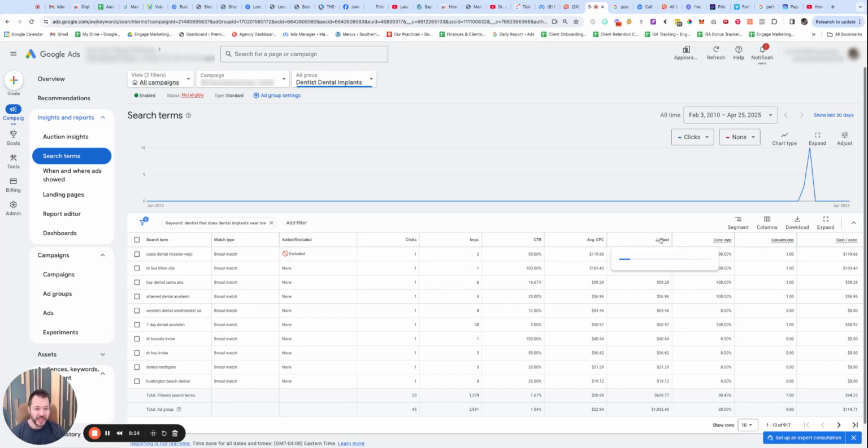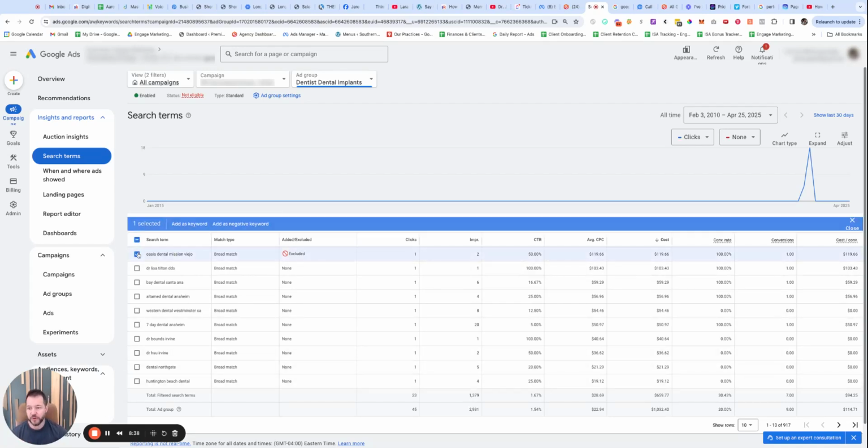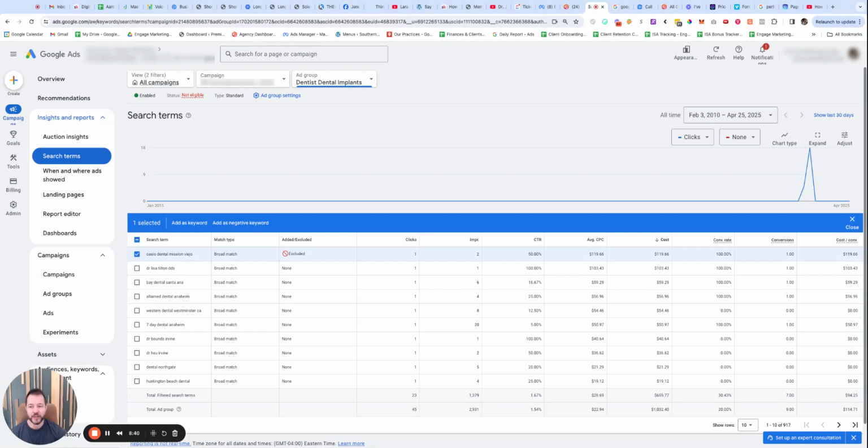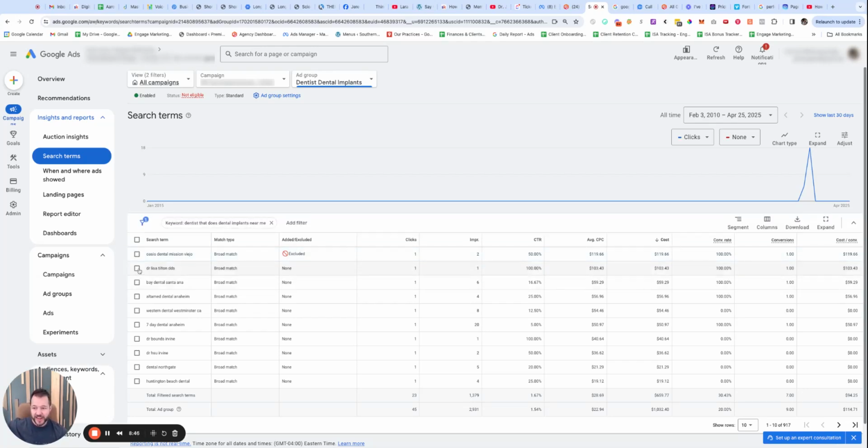So over here on the right side, I've got this sorted by cost. We can see we've got 9 or 10 keywords in here, and each one of these specific keywords has cost us anywhere from $20 to $100. So the very top one up here, Oasis Dental Mission Viejo, that's not this client. That is a competitor, okay? Dr. Lisa, another competitor.